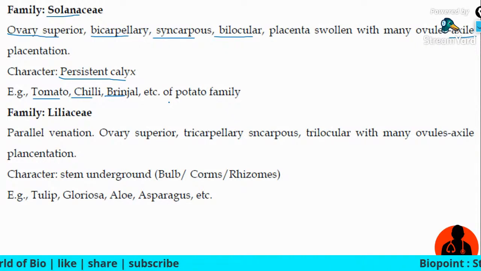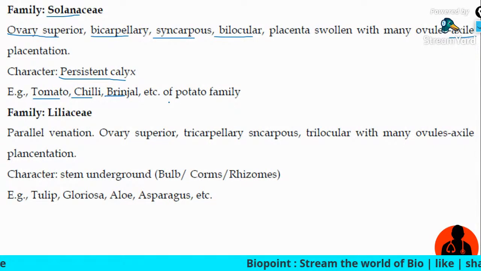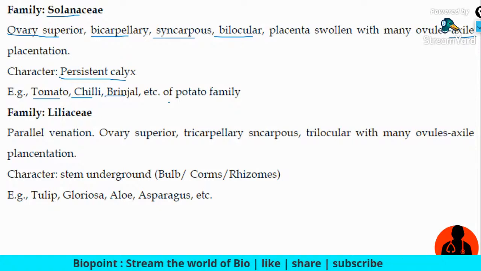You might also feel a difficulty. They are related to this family. You might not be familiar with a particular plant name, but it has a certain character of this family, so you have to relate it. Clear? So refer to the previous year questions.